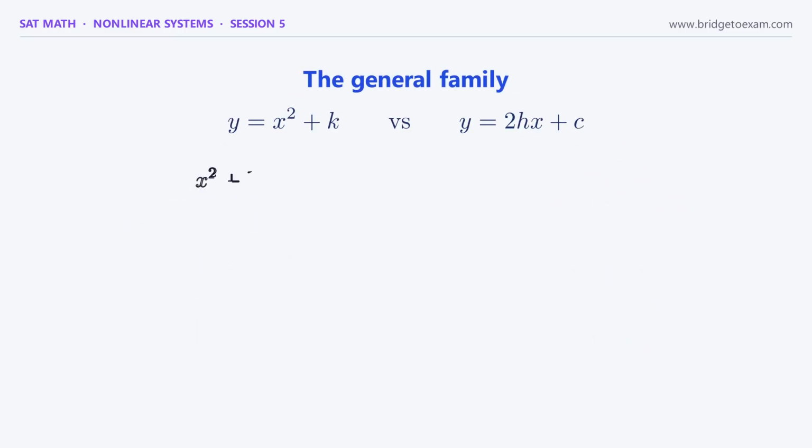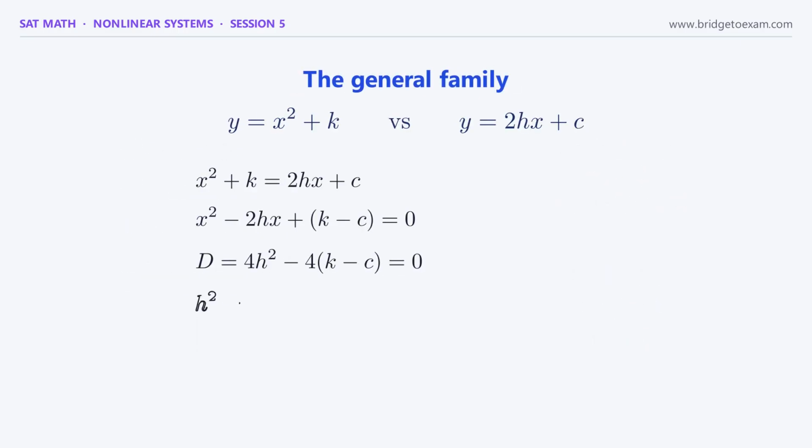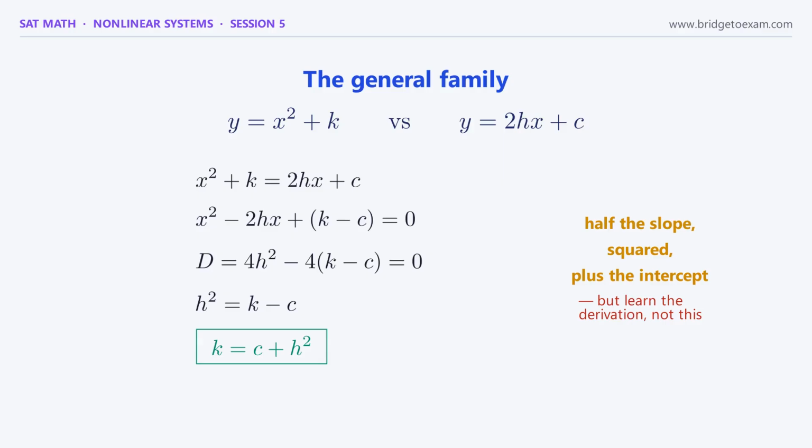Let's do the general version, because your practice set is built on exactly this shape. Take y equals x squared plus k, and y equals 2hx plus c. I'm writing the slope as 2h on purpose. It makes the arithmetic come out clean, and the SAT tends to use even slopes here for the same reason.